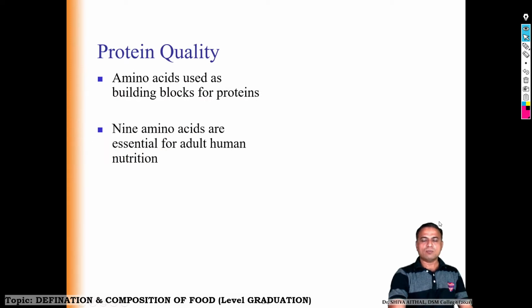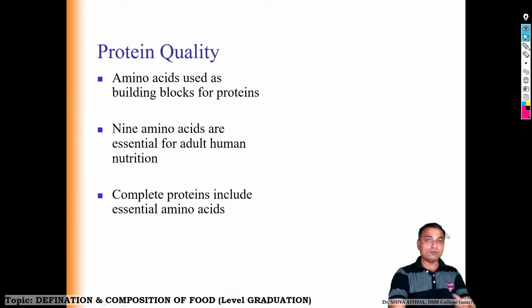The quality of protein is also very important in the preparation of food. Amino acids are used to form proteins inside the body. You cannot prepare proteins as a food, remember. We are talking about a biochemical reaction inside the body or inside a cell. Amino acids are used as building blocks for proteins. Nine amino acids are essential for adult human nutrition. Out of the 21 amino acids which you have studied, nine are essential and we cannot synthesize them. A complete protein should include these nine essential amino acids.